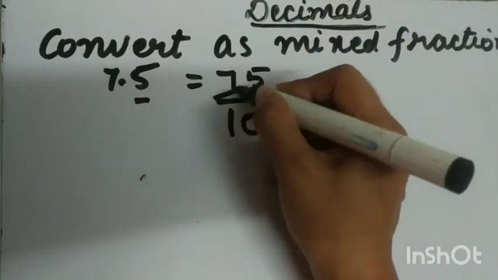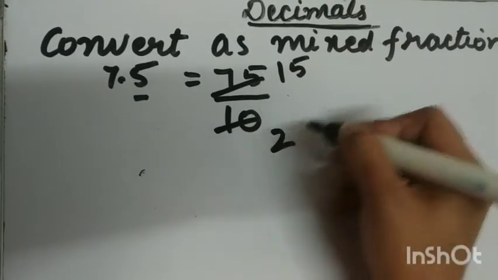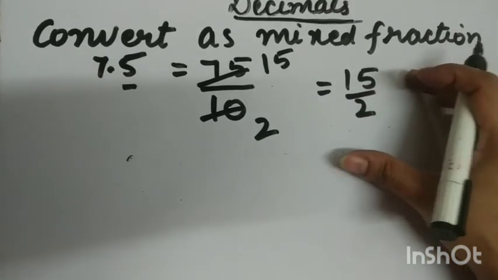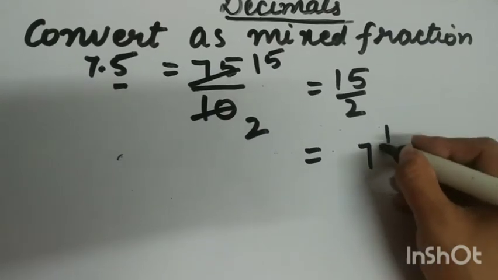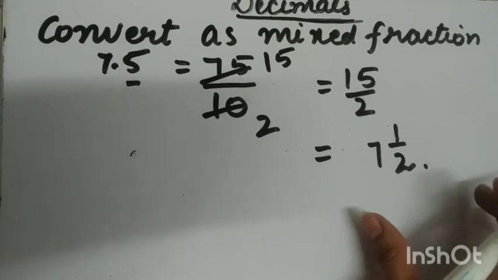Now 5 15s are 75, 5 2s are 10, it is 15 upon 2. Now we convert it into mixed fraction by dividing it. It will be 7 1 upon 2. Okay, it will be 7 1 upon 2.